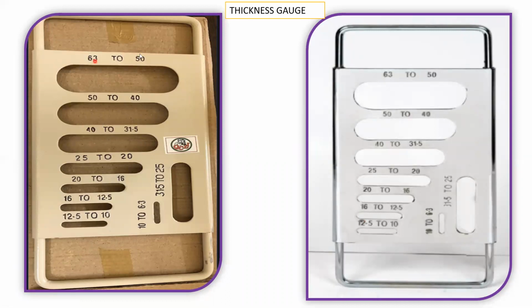Here you have to put 50 to 63 mm aggregates. Here you put 40 to 50 mm. Here it is 31.5 to 40. Then we put 20 to 25, 16 to 20, 25 to 16, and 10 to 12.5 size aggregates. You have to try to pass them through. This is how it has to be understood.